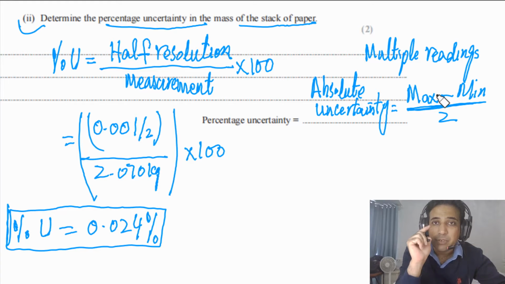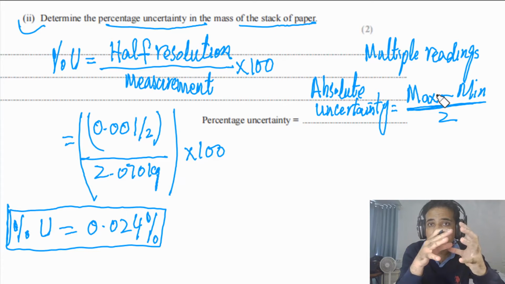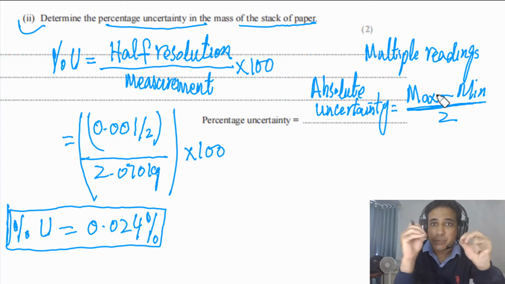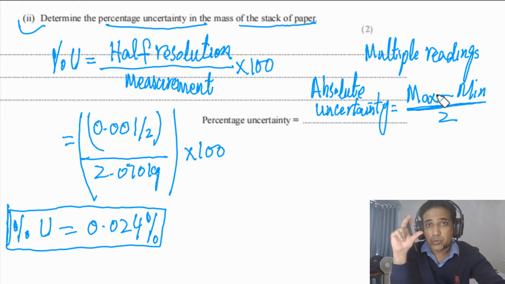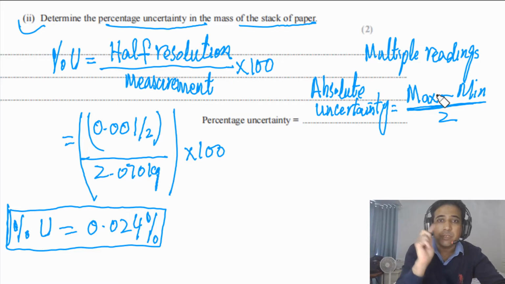But if some data is anomalous, an outlier, meaning one or two readings are totally different from the others, you can simply ignore them, and then find the range of the remaining measurements. This is also a very important point. And so we can find the absolute uncertainty.